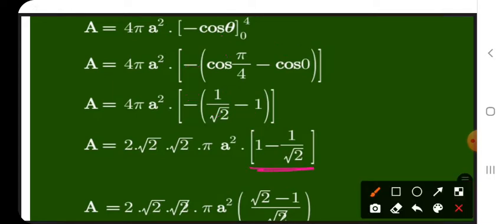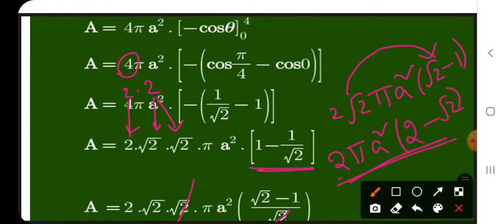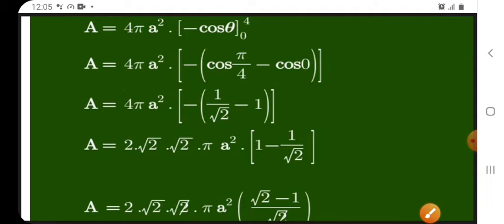Now I take LCM, root 2 into root 2 minus 1. Here we have 4. I write 4 as 2 into 2. I write 2 same. Instead of the other 2, I write root 2 into root 2. Here root 2 cancels. Then what is remaining? 2 root 2 pi a square into root 2 minus 1. Now I multiply with root 2, so we get 2 pi a square, root 2 into root 2, 2 minus root 2 into 1, root 2. This is the area of the given solid.